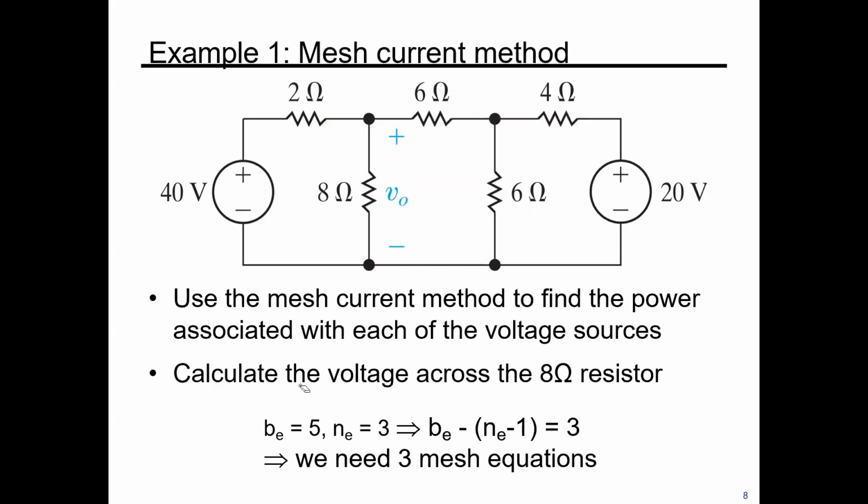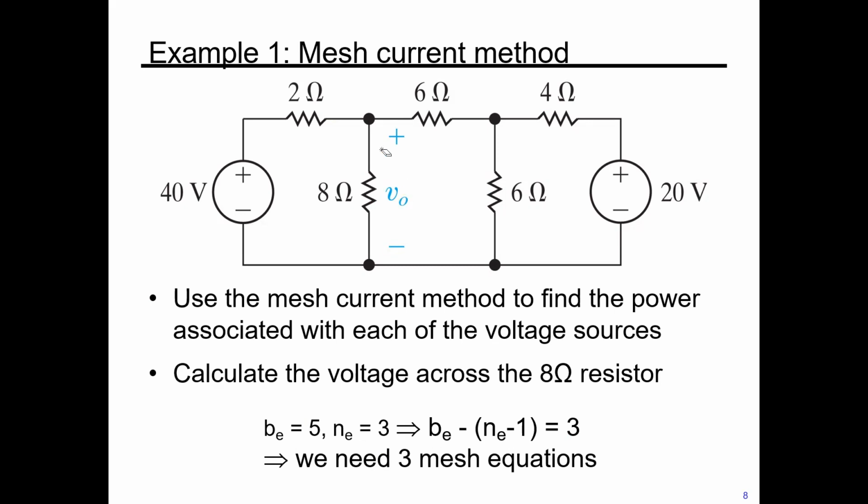So we must be able to define the mesh current method. We have to be able to find the essential nodes and the essential branches. For example, we have essential branch 3, and then we apply branches minus essential nodes minus 1.